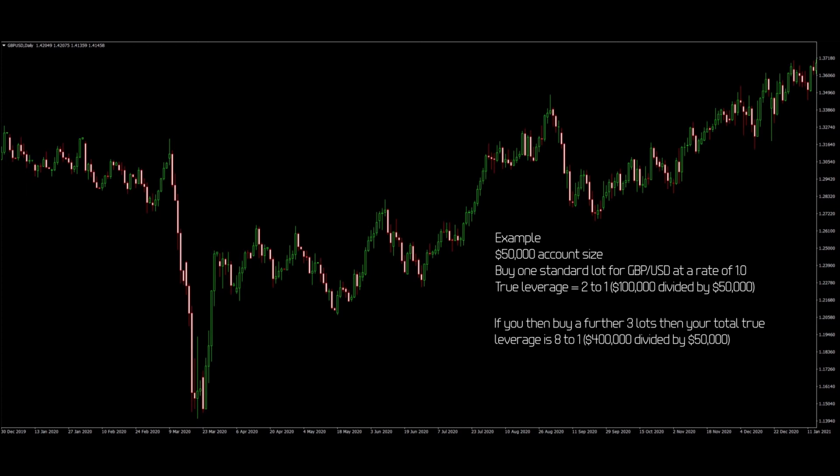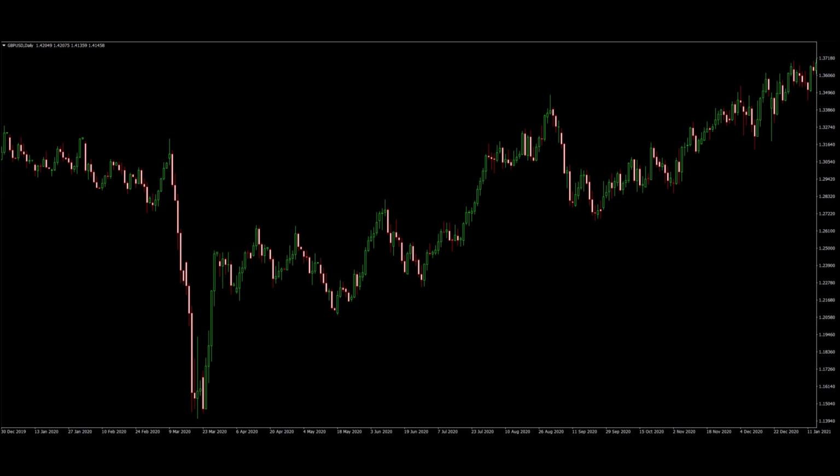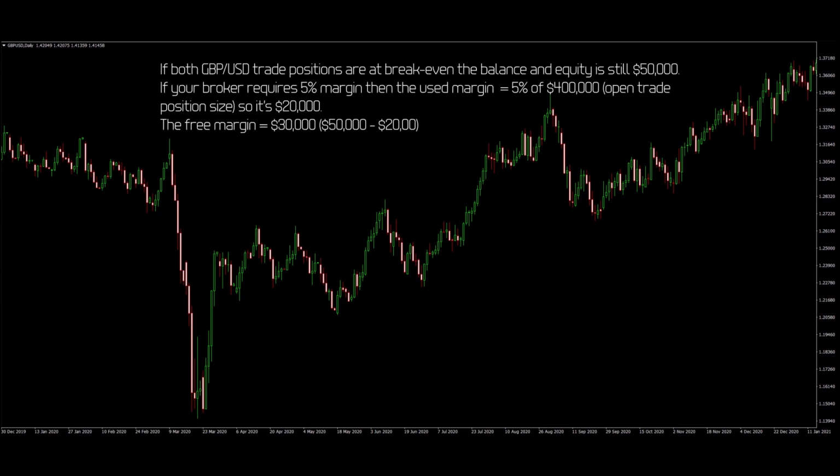Let's say both the GBP USD positions are at break even. Therefore, the account balance and equity is still $50,000. Assuming your broker requires a 5% margin, then your used margin would be 5% of 100,000 plus 300,000. 5% of 400,000 equals $20,000 as the used margin, and the free margin is $30,000.